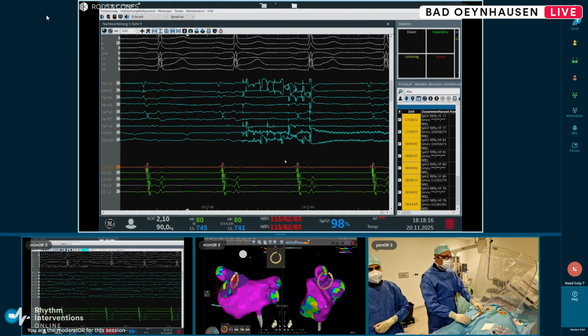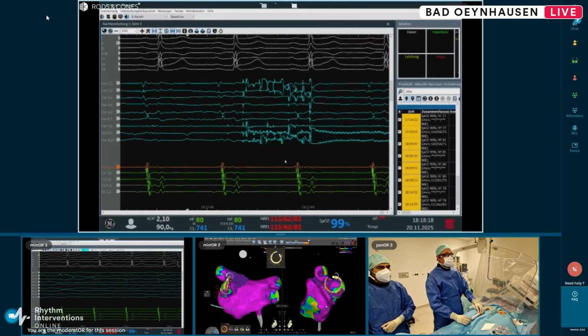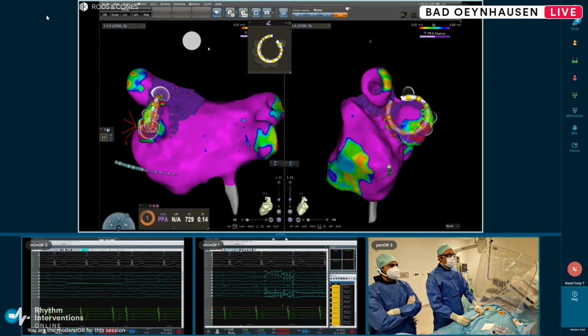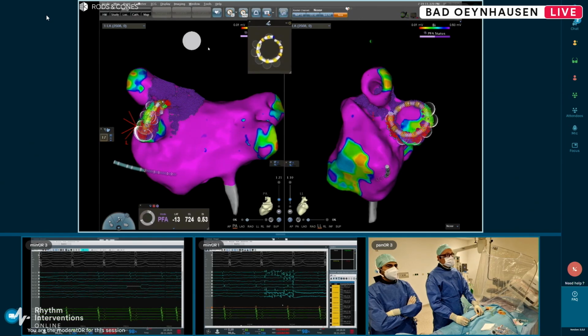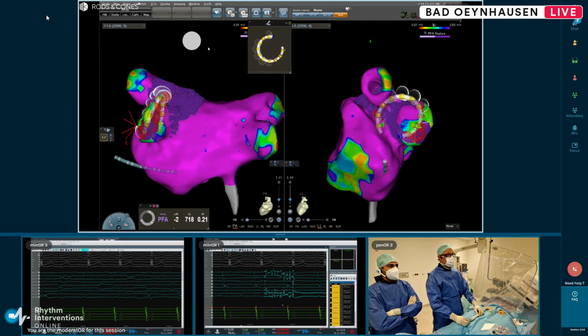Now we open the catheter circuit a little bit. You see that we're still inside the vein. The vein goes a bit posterior, so it's a little bit tricky to go to the ostial area here, but that's okay. Good TPI. Next application here.